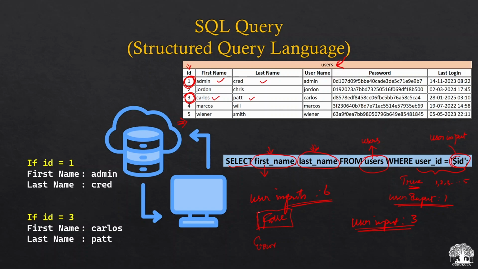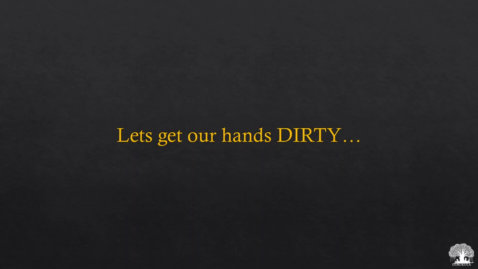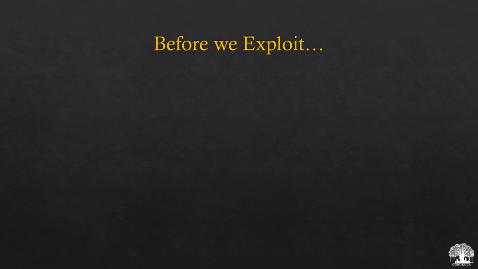So the where clause can either contain true or it can contain false. It's a Boolean operation. So that's all about how a simple SQL query will look like. I believe this is sufficient for us to understand the hands-on that we are going to see in this particular video. So without any further ado, let's get our hands dirty by practicing. But before that, we have certain things to understand.